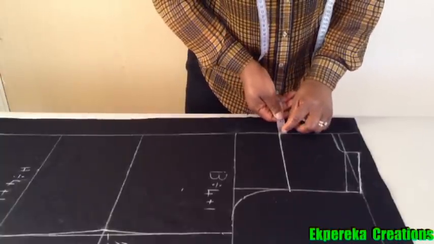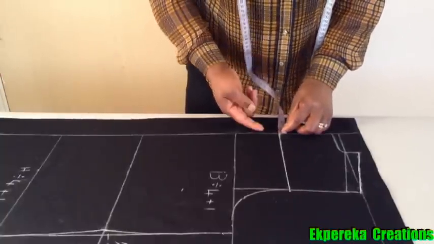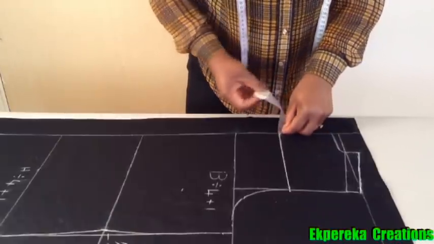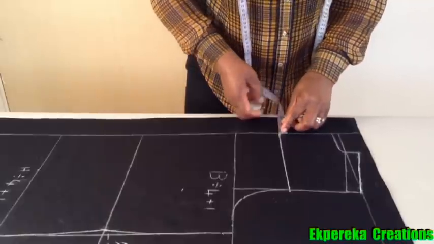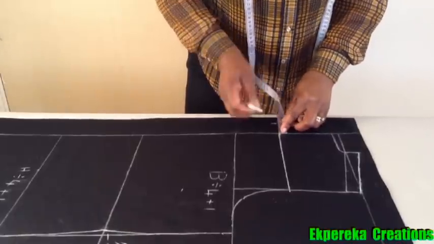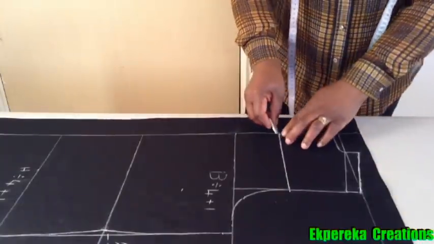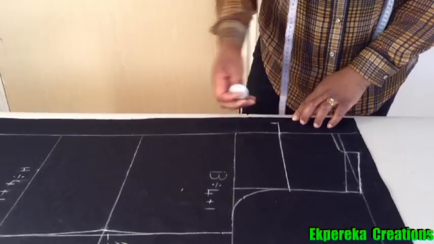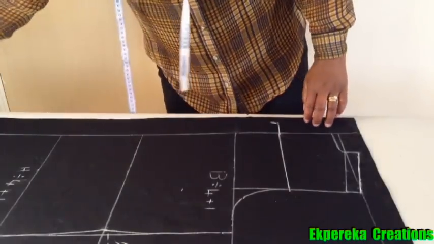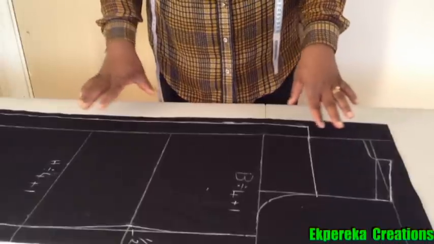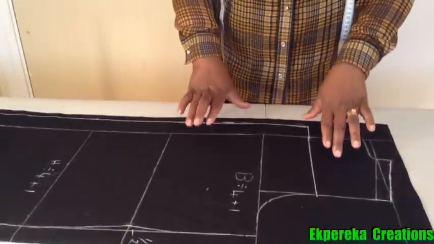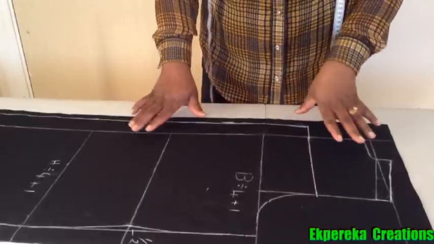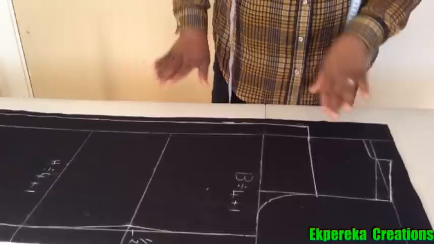I'll use like 0.75, 1 inch, 2 inch, 1.5. I will use like 2 inches from this yoke line. This is the yoke line, 2 inches to the end. So I'm going to cut it because I'm not marking it directly on my fabric, but sometimes I do mark it directly on my fabric. So you can just do it like this if you don't know how to mark it directly on your fabric.